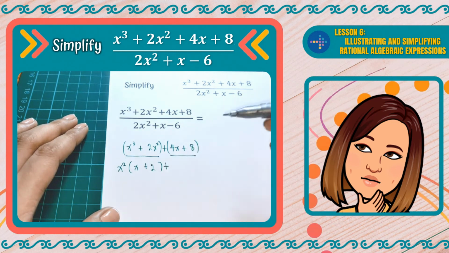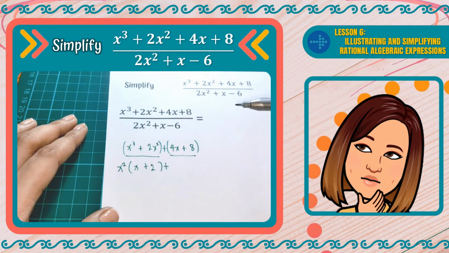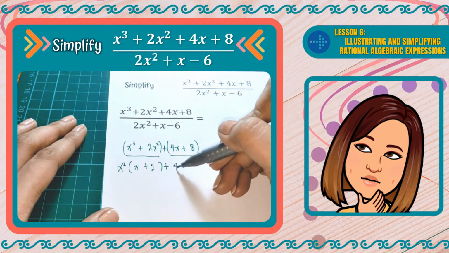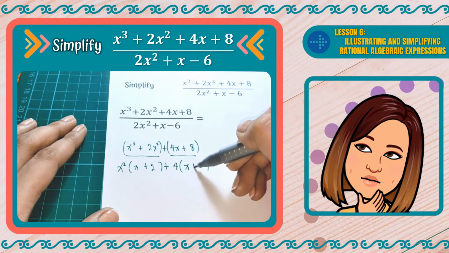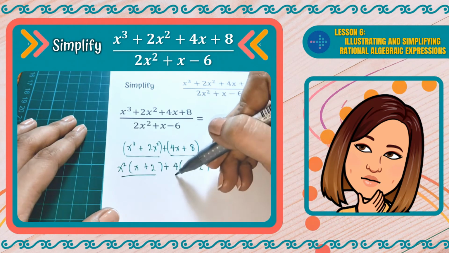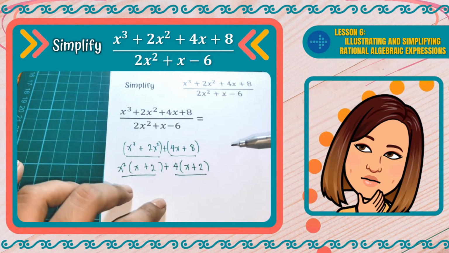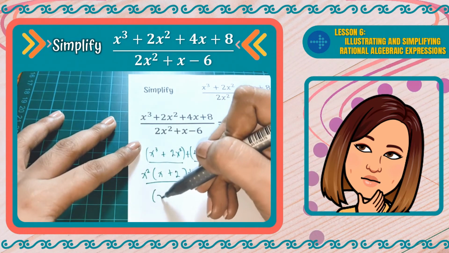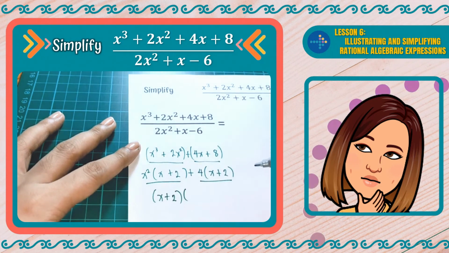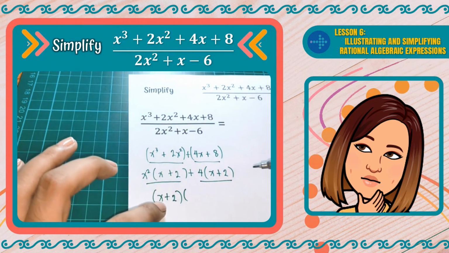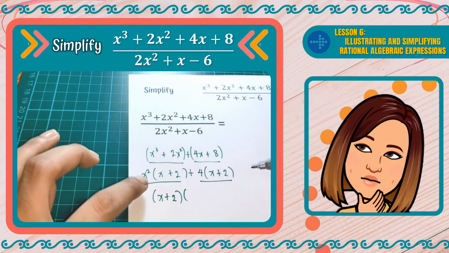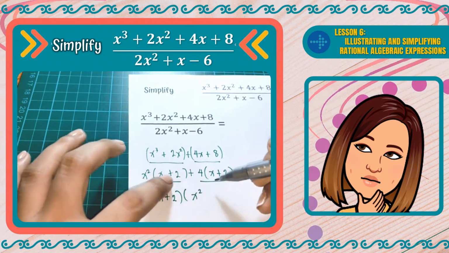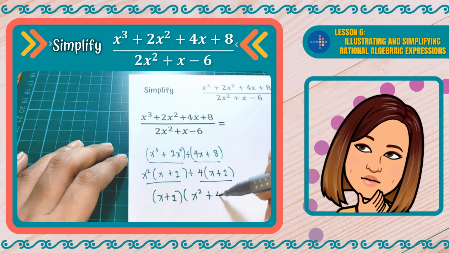Then, for the second group, 4x plus 8. So, factorable by using GCF or greatest common factor. And that is 4. So, yung other factor natin ay x plus 2. So, dun sa ating dalawang groups, meron tayong common binomial factor and that is x plus 2. So, factor out natin si x plus 2. So, dividing the whole polynomial by quantity x plus 2. So, sa first group natin, ang matitira ay x squared. While in the second group, ang matitira ay positive 4.